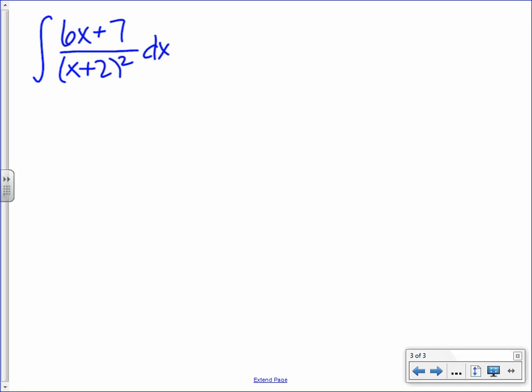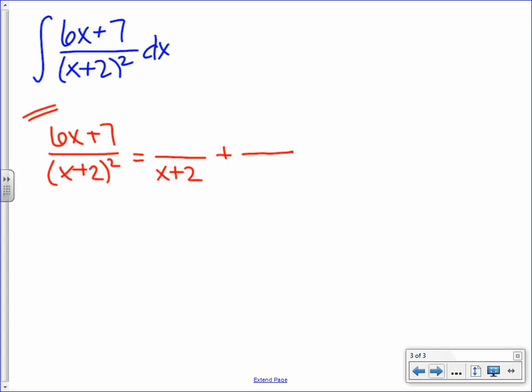Okay. So, will any sort of substitution work here? Probably not. Chances are slim. Let's decompose our fraction. So 6x plus 7 over x plus 2 squared. How many factors do we have in our denominator? 2. So we're going to split this up into 2 fractions. One with a denominator of x plus 2. Yeah, but x plus 2 squared.